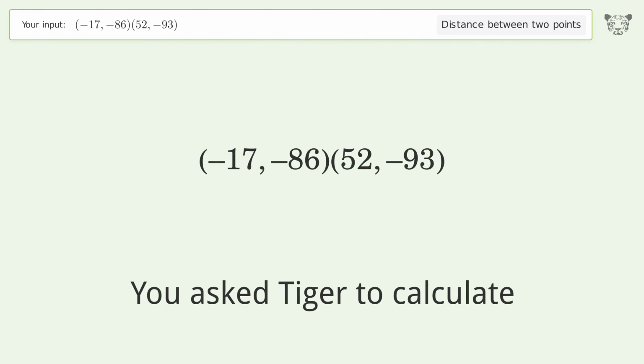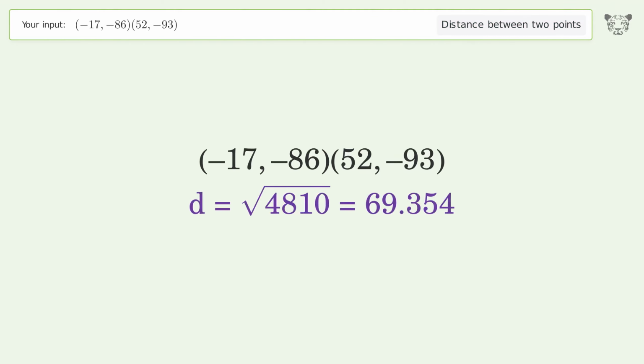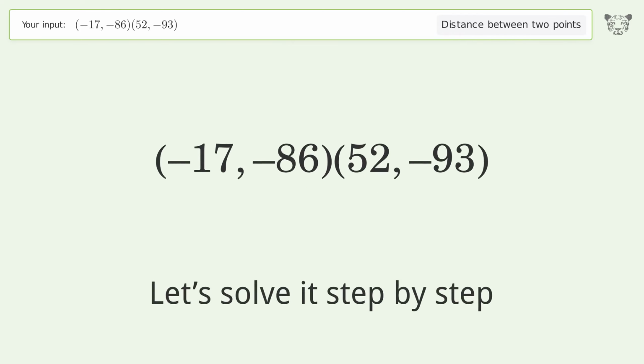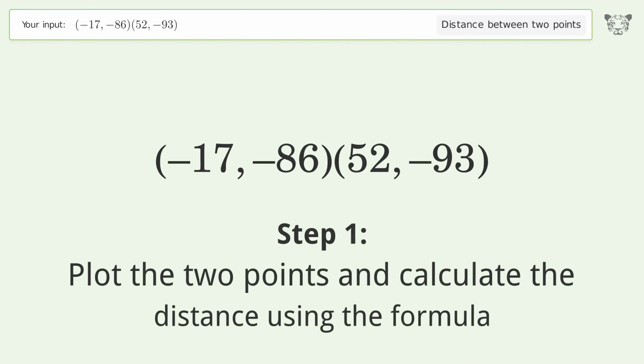You ask Tiger to calculate. This deals with the distance between 2 points. The distance between the 2 points is the square root of 4,810, or 69.354. Let's solve it step by step. Plot the 2 points and calculate the distance using the formula.